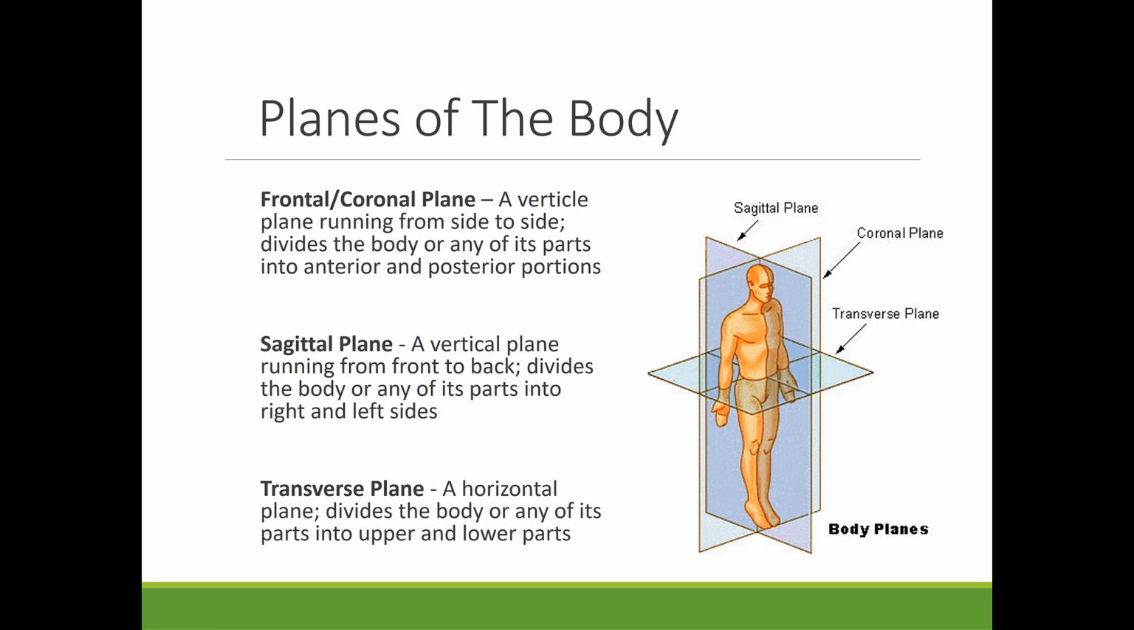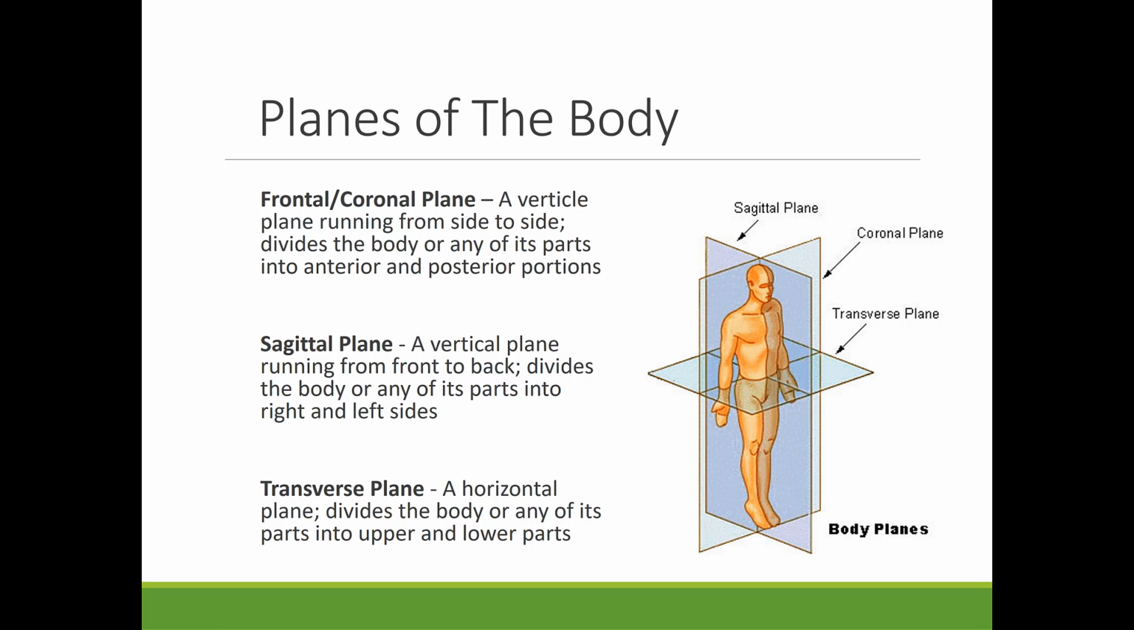So frontal plane, you can kind of see that. It's also known as coronal plane. This is the one that goes right down the center and divides your body into a front half and a back half, right? So it's a vertical plane that runs from side to side, and it divides your body into anterior and then posterior portions.